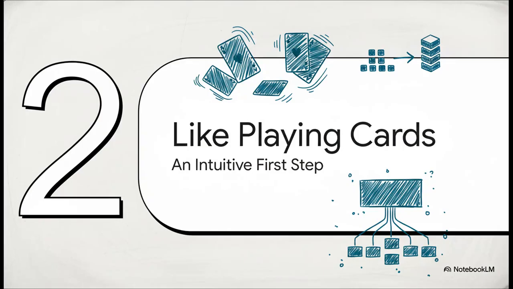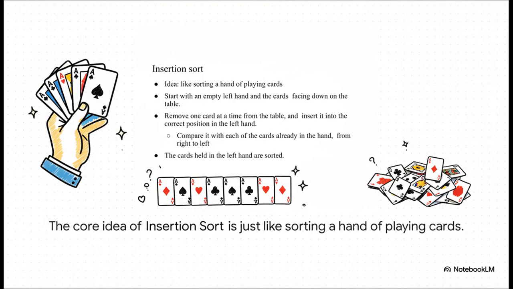To get our heads around this, we're not going to start with a bunch of complicated code. Instead, let's look at a method so natural, you've probably done it 1,000 times without ever thinking, hey, I'm running an algorithm right now. Just imagine you're sitting down for a card game. You get dealt your hand. You don't just leave the cards all jumbled up, right? Of course not. You pick them up one by one and build a sorted hand as you go. And that right there, that's the perfect way to think about our first algorithm, which is called Insertion Sort.